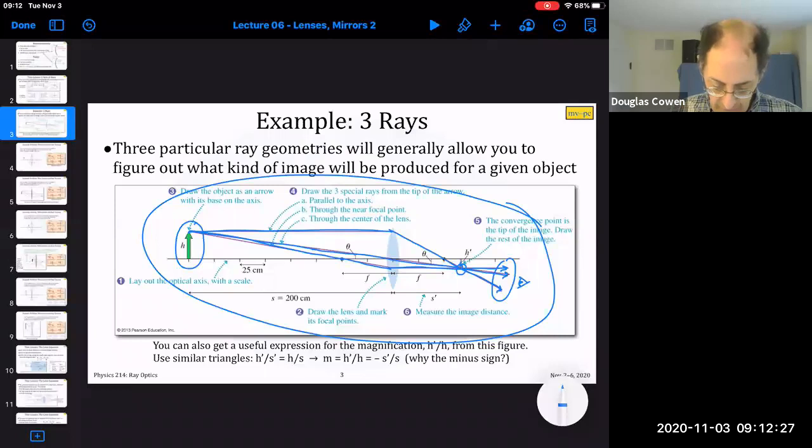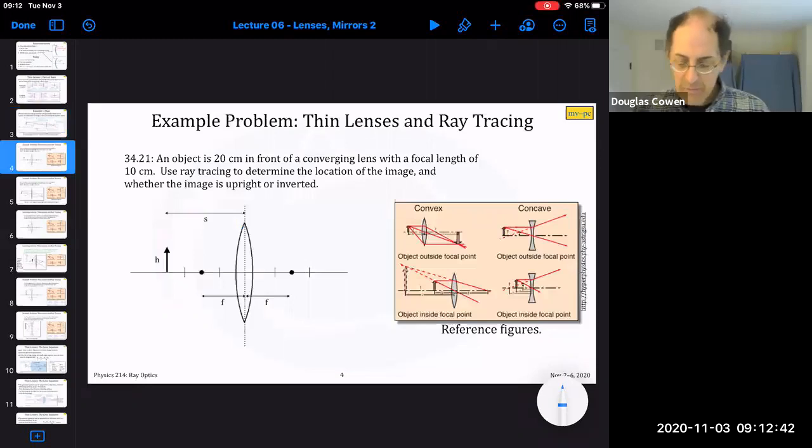And from this figure, you can also calculate, just using similar triangles, what the magnification will be. And that's given by this expression here, minus S prime over S. And the minus sign is due to a convention. And in this particular case, it tells you that the image is inverted relative to the object. So let me do some example problems now of ray tracing.